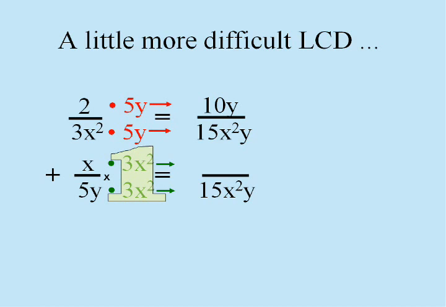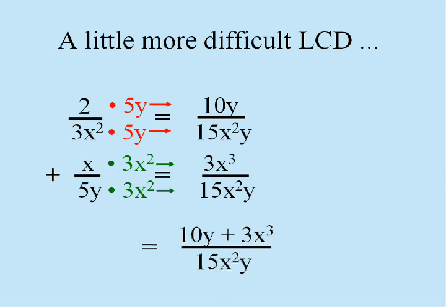Now 3x squared times x is 3x to the third, isn't it? Now all you have to do is add the tops, which you can't do, so you just write it. And that's your answer.